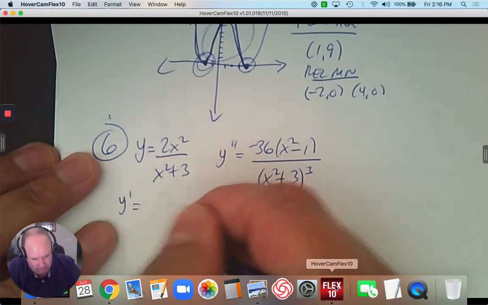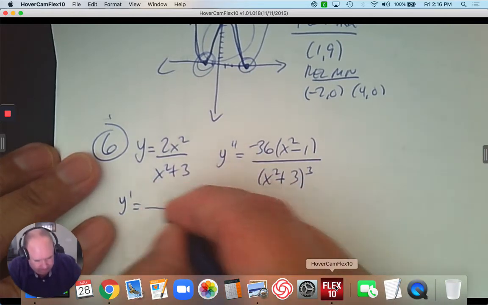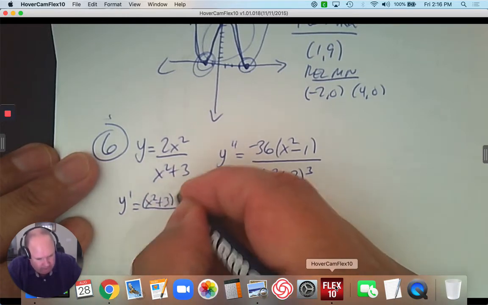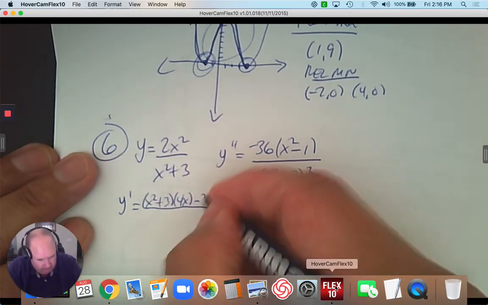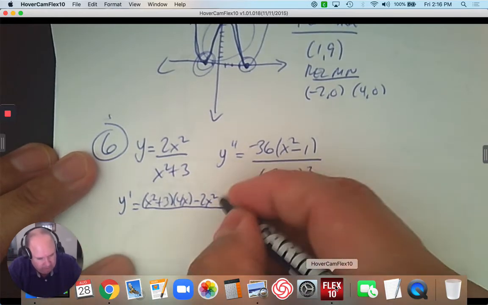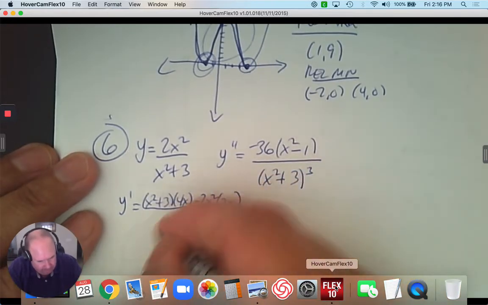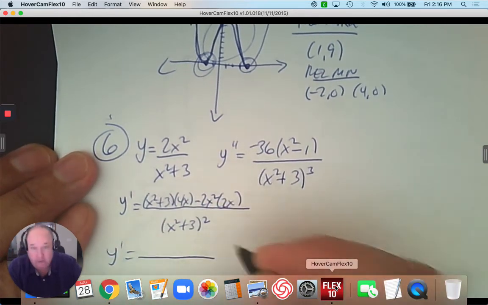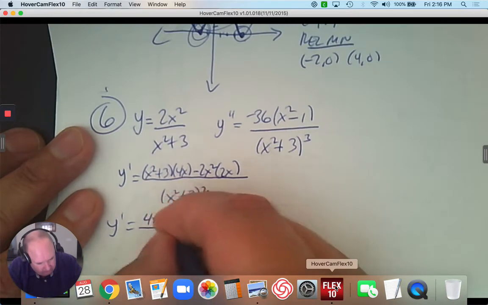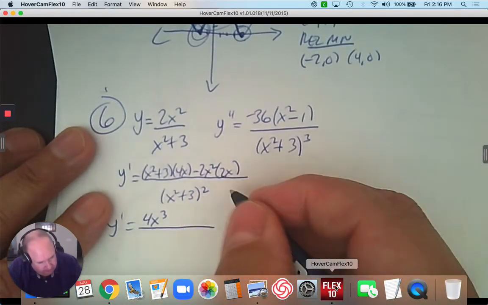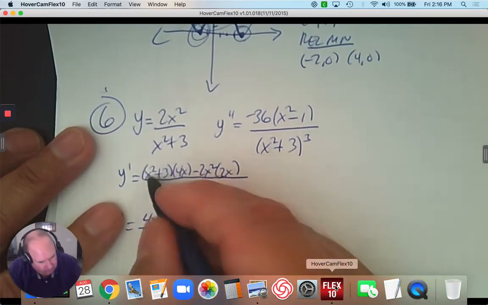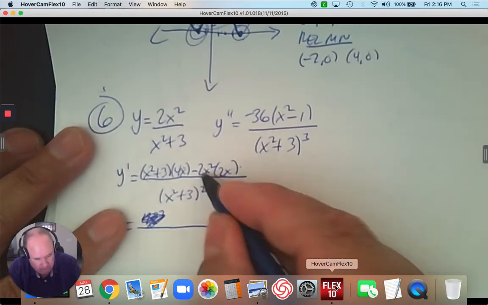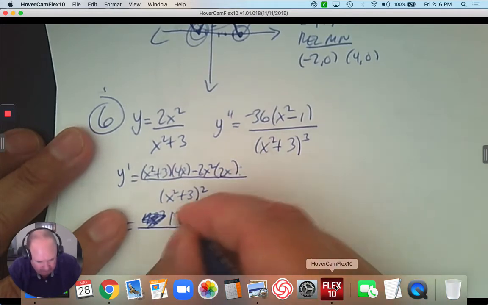That's the first derivative. I have to use the quotient rule. That's the bottom times the derivative of the top minus the top times the derivative of the bottom, and then the bottom squared. Let me just simplify the numerator just a little bit. That's 4x cubed minus 4x. So 4x cubed minus 4x cubed, if I multiplied out, they eliminate. So all I'm left with on top is 12x.